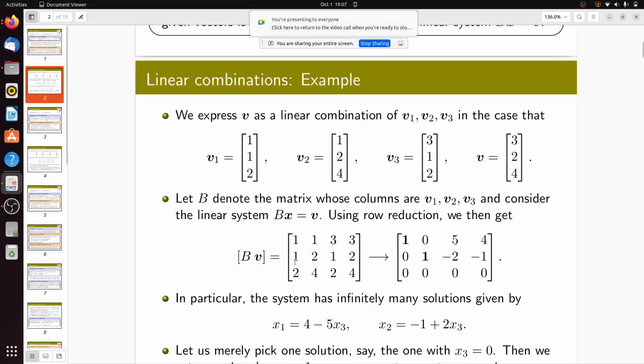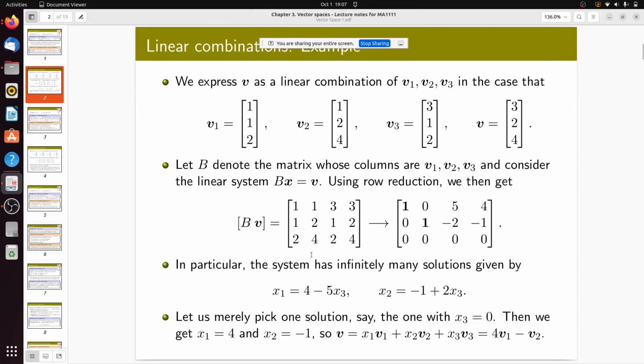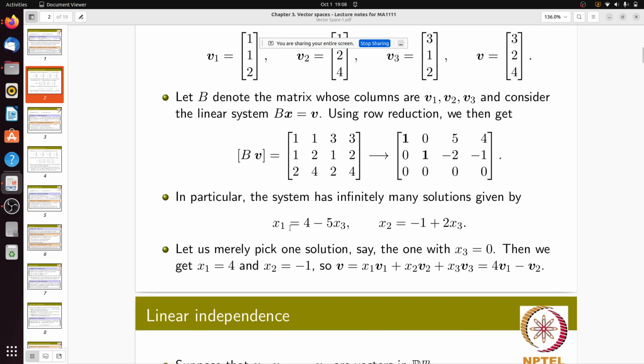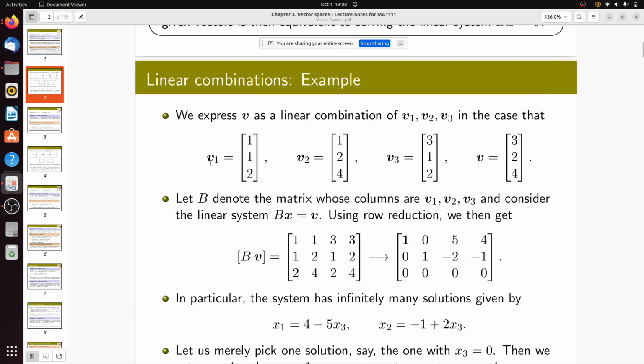So see, we express V as a linear combination of V1, V2, V3 in this case. See how you have to solve it. First V is (3, 2, 4) and V1, V2, V3 are these. So just write (3, 2, 4) equal to x1 into V1 plus x2 into V2 plus x3 into V3, and then you combine the like terms. If you do this, you will get relations in x1, x2, x3. Then just solve it and you will get how V1, V2, V3 combine linearly to give V.